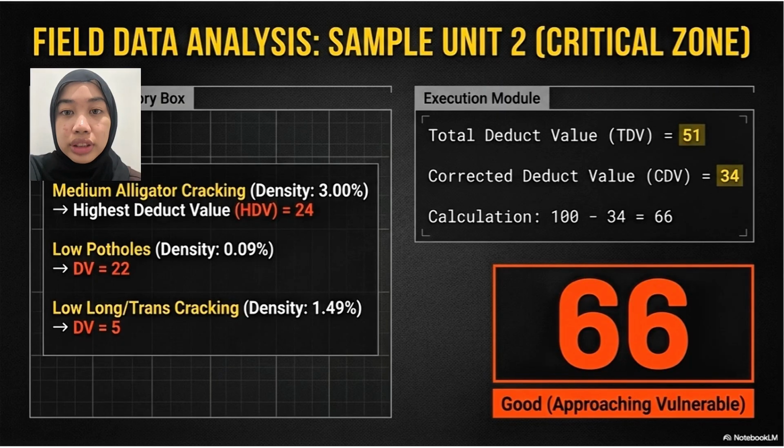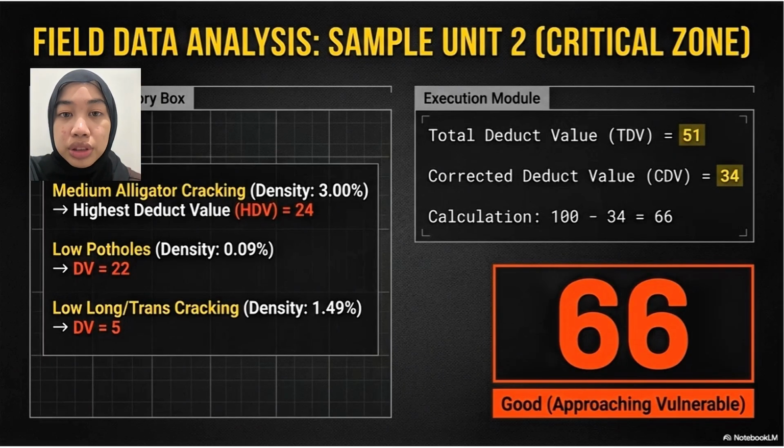According to the inventory box, there are two types of pavement distress recorded. The first one is medium alligator cracking with a density of 3.00%. This yields our highest deduct value, HDV, of 24. The second is low pothole, at a density of 0.09%, giving a DV of 22. For low longitudinal cracking at a density of 1.49%, giving a DV of 5.